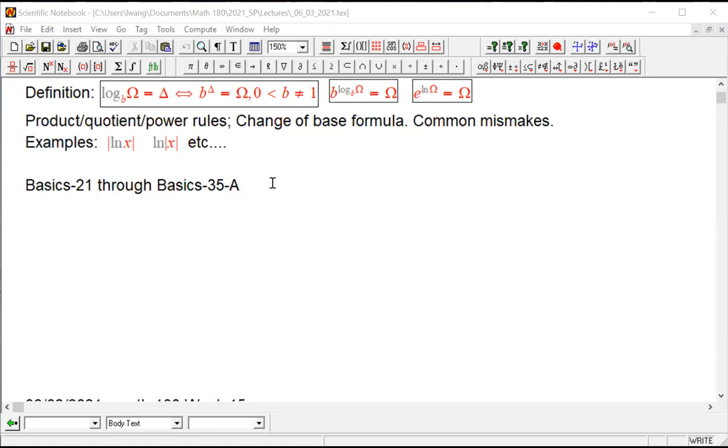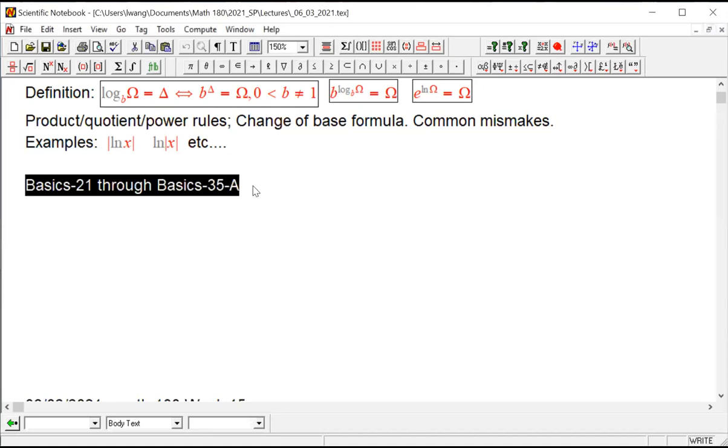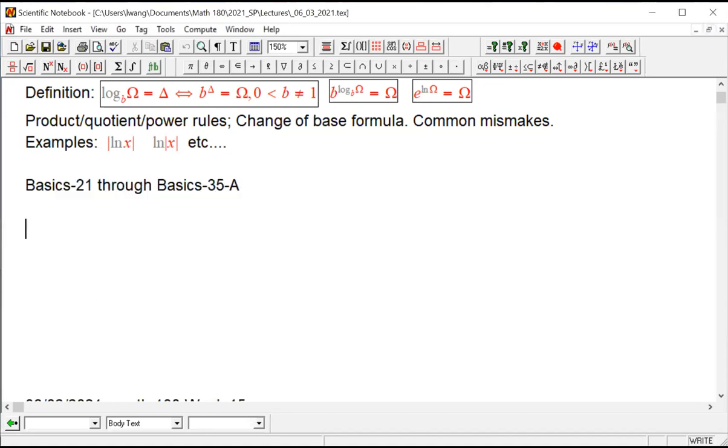Okay, so these are basic. In this blog, just go through those exercises. I would encourage you to even do it in the summer, right? If you're taking Cal in the fall. And there's more in the summer. Basics 36 and onward.